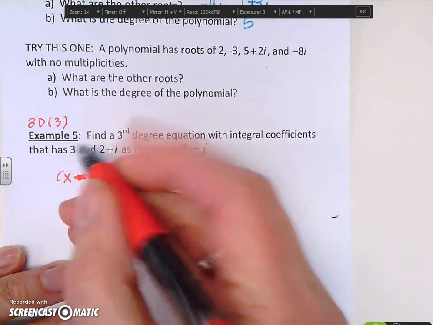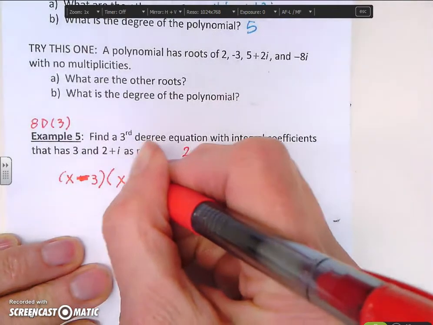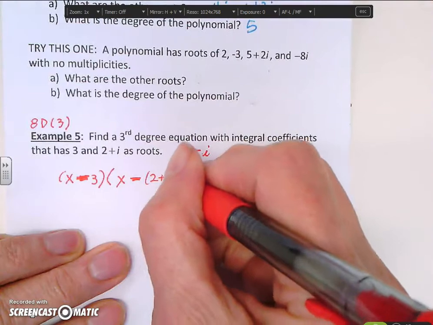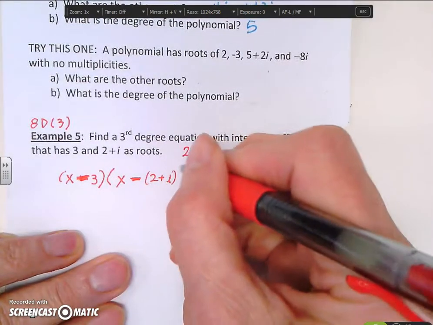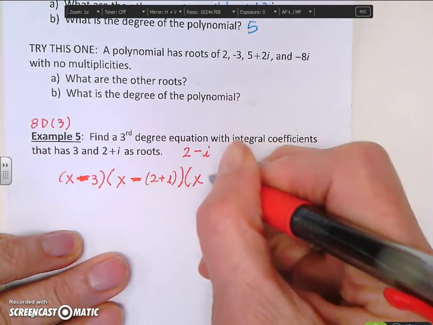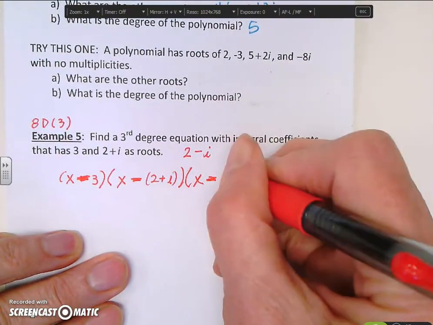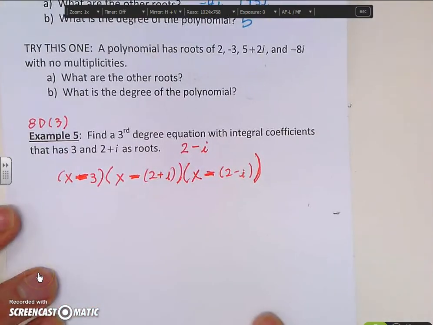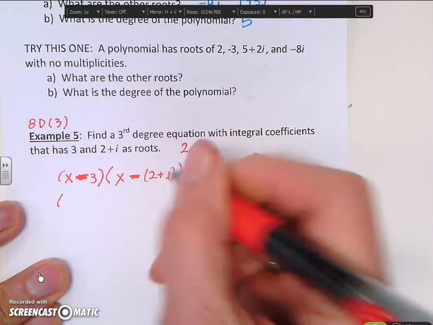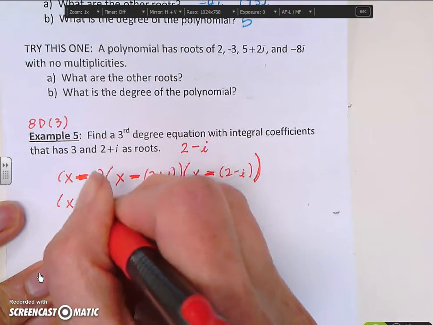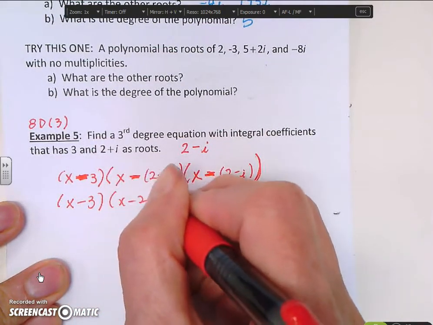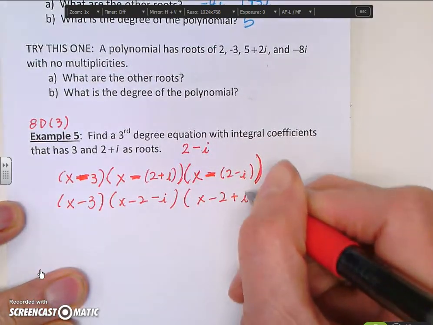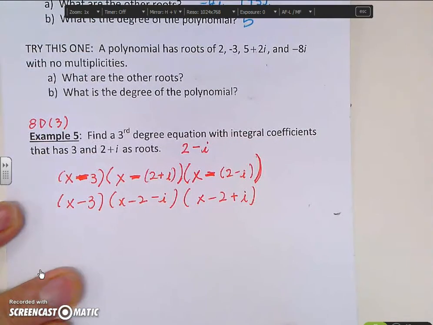So I have x minus the 3, then I'm going to have x minus 2 plus i, and then x minus this other root of 2 minus i. So it looks like this. So I'm going to get rid of these inside parentheses and distribute. So I have x minus 3 times x minus 2 minus i, and then x minus 2 plus i. Don't forget to distribute that minus in right there.